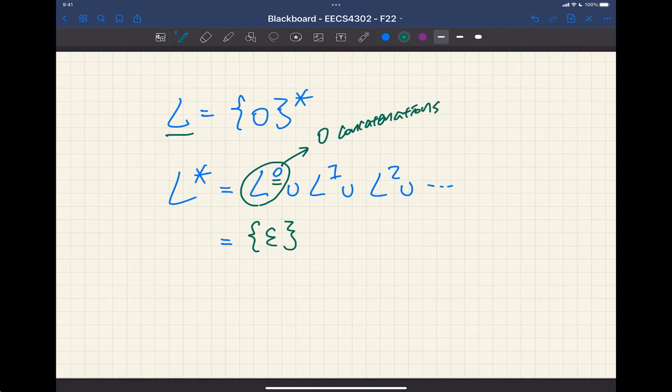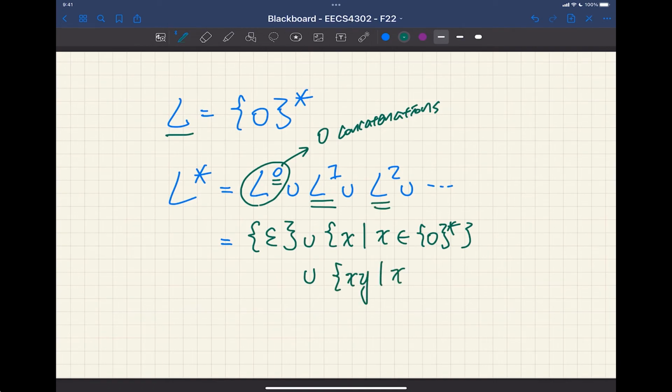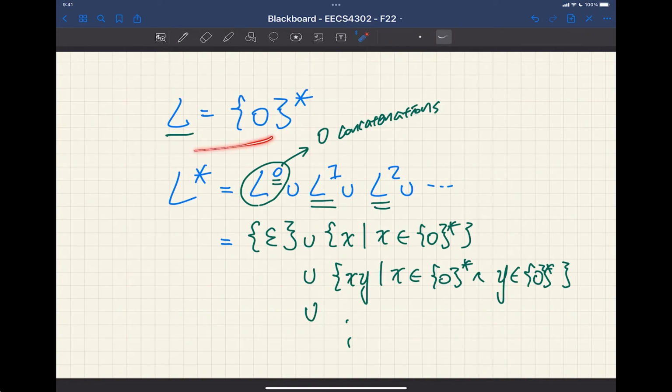Okay, union, how about this one here? By definition, it's going to be X, just one concatenation, right? And then X is basically zeros. And union, this one, let's do it quickly, and then it will be XY, such that X is zeros, and also Y is zeros. If you see the pattern go on, basically we're talking about just zeros, which is what the original language is about. That's why they are equivalent.